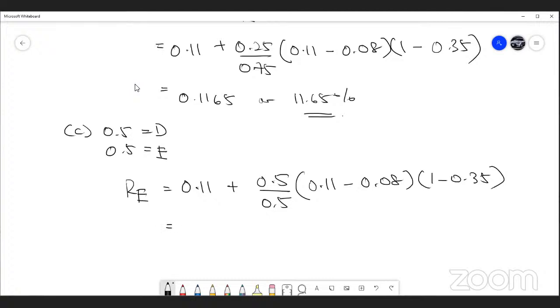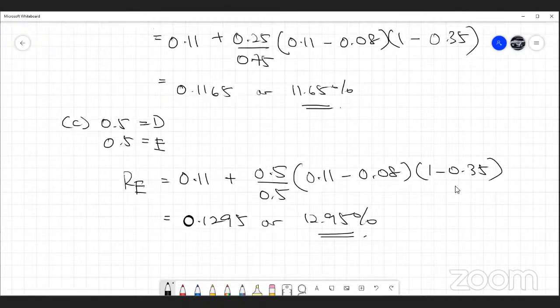Okay, all these are still the same. So they will give you 0.1295 or 12.95%. That is your cost of equity when you change the DE ratios, when you change the capital structure, from 100% just now, which is 11% cost of equity, to 25% debt, 75% equity, now to 50-50. So there's a change in your cost of equity now.